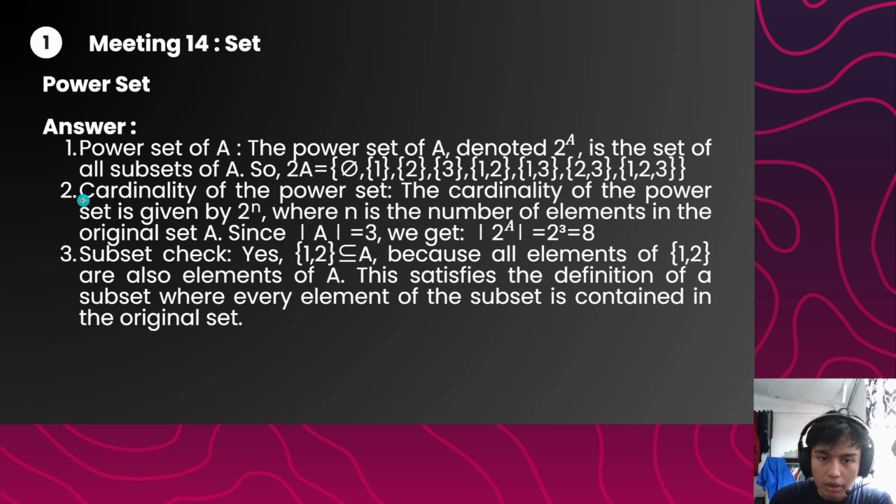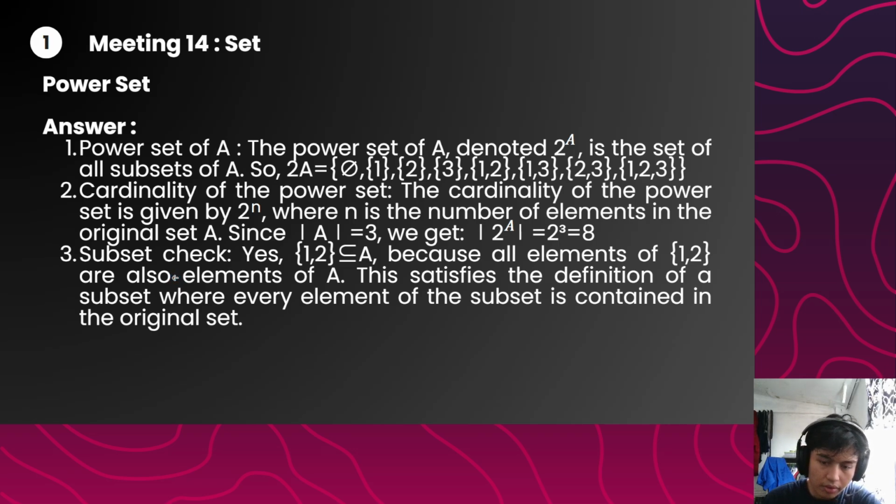And for the answer to question number 2, the cardinality of the power set is given by 2 to the power of n, where n is the number of elements in the original set A. Since A has 3 elements, we get 2 to the power of 3, and the answer is 8.